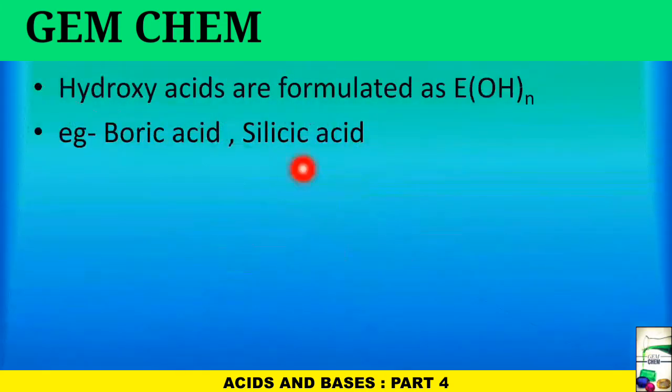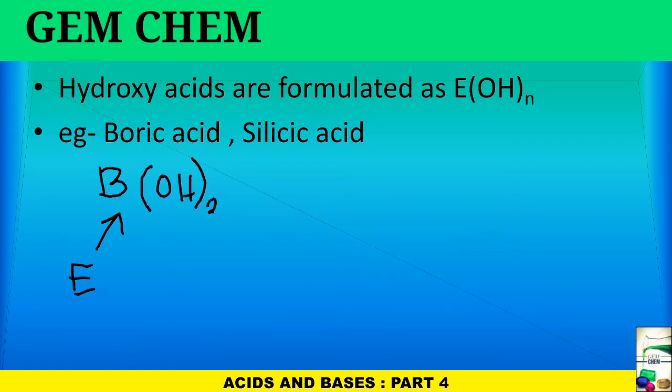Now what are hydroxy acids? Those acids which can be formulated as E(OH)n, where E is a central atom and OH is present in n numbers. Examples are boric acid and silicic acid. So let us draw the formula. For boric acid it is B, the central atom, with OH present in 3 numbers, whereas for silicic acid it is silicon with OH present in 4 numbers.